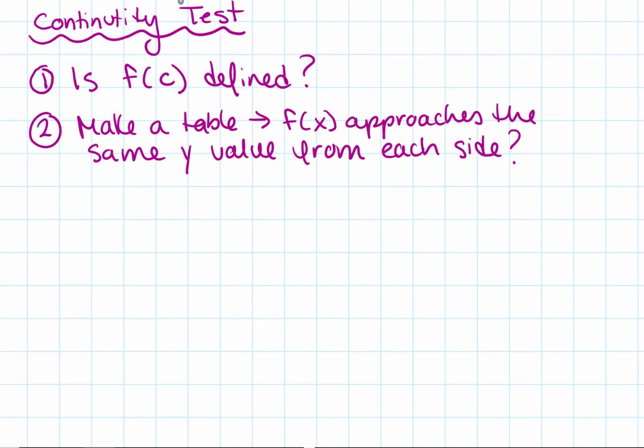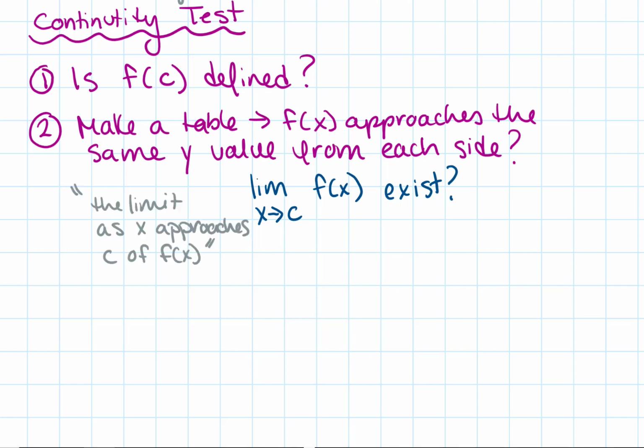So when we are determining if the graph approaches the same value of y from the left and the right side, what we're really asking is, does the limit of x approaching c of f of x exist? Now this is going to seem a little bit confusing, if not completely confusing, and that's okay. I will definitely fill in the gaps. Just write it down. So this notation here in words is the limit as x approaches c of f of x.